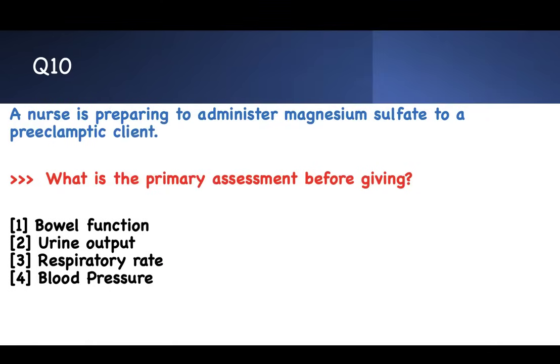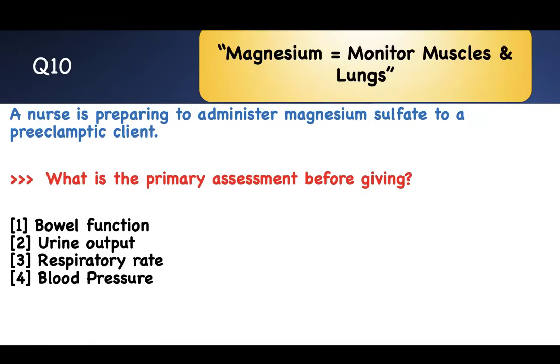The 10th question. A nurse is preparing to administer magnesium sulfate to a pre-eclamptic client. What is the primary assessment before giving? You know what magnesium does. If you need electrolyte questions, check the electrolyte class. But magnesium, it puts you down. Your muscle and your respiratory rate are priority. Your neurological status goes down. Of course, bowel function may slow down. Urine output may slow down. Blood pressure may come down. But the priority is this.